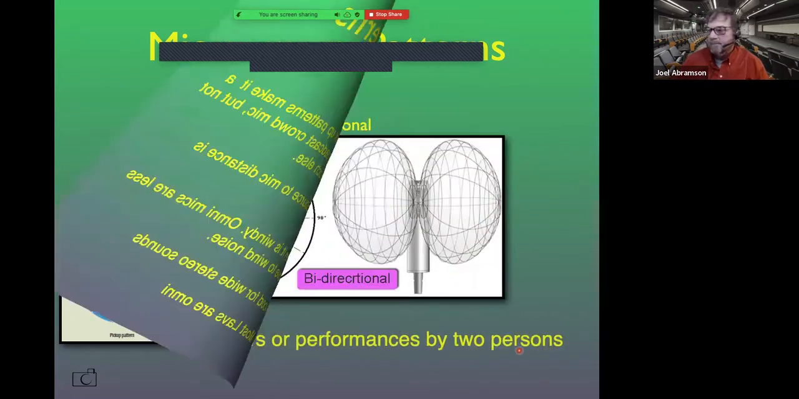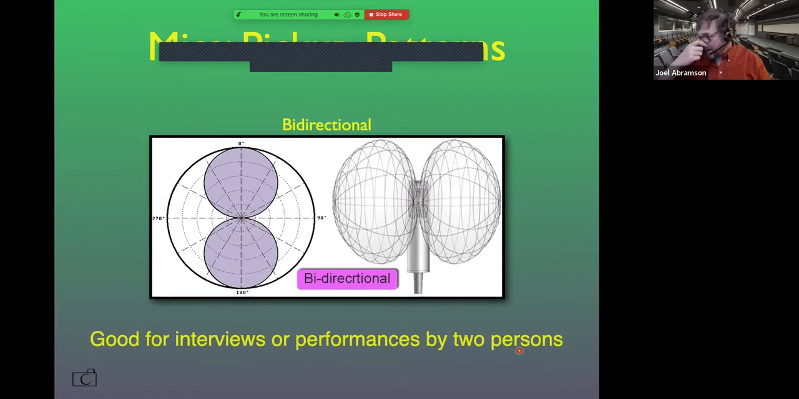Now we also have bidirectional mics, and those are good for interviews with two persons. What we're looking at here is a polar pickup pattern, right? We're looking down at the top of this microphone. These are nodes, where it can pick up sound. These are nulls, where it doesn't pick up sound as much. If we had a guest and an interviewer, that'd be great for a podcast or something like that, right? So we could use a bidirectional mic.